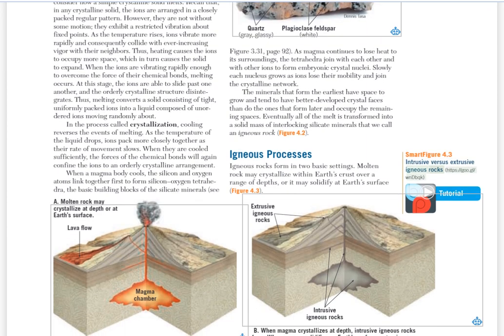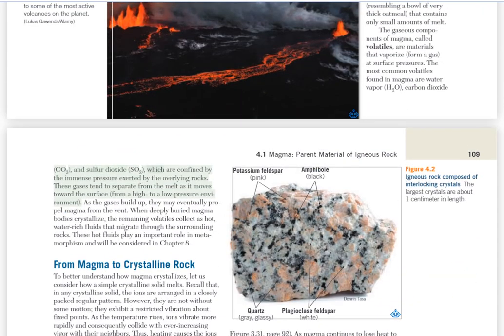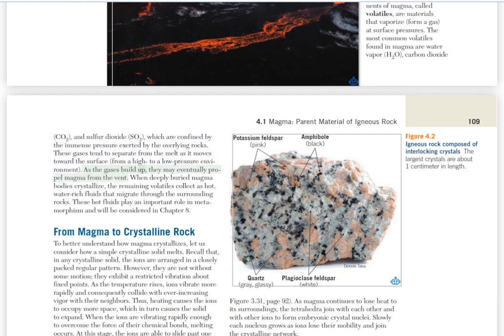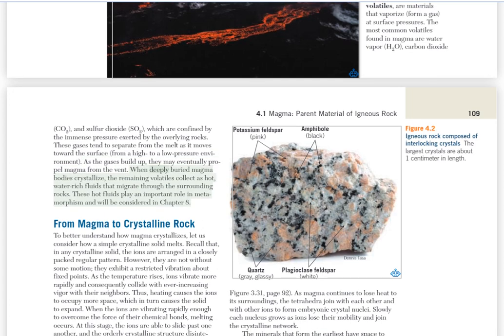and sulfur dioxide, which are confined by the immense pressure exerted by the overlying rocks. These gases tend to separate from the melt as it moves toward the surface. As the gases build up, they may eventually propel magma from the vent. When deeply buried magma bodies crystallize, the remaining volatiles collect as hot, water-rich fluids that migrate through the surrounding rocks. These hot fluids play an important role in metamorphism and will be considered in Chapter 8.